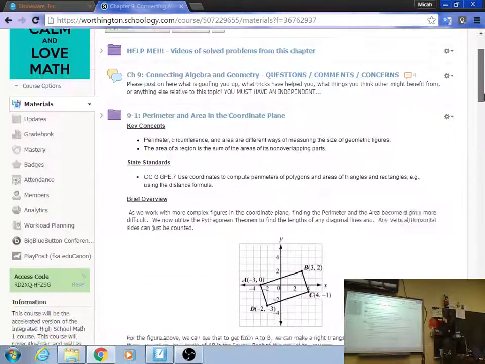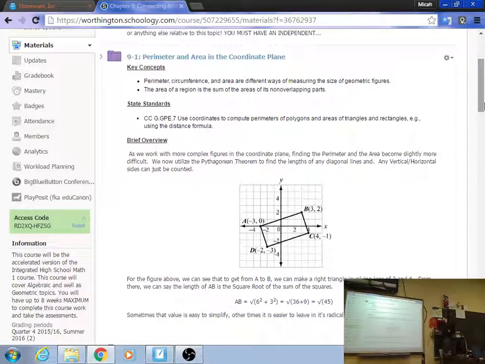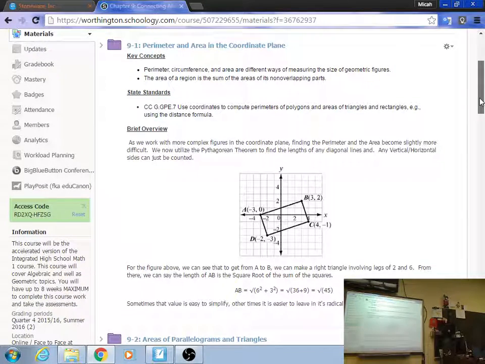So 9.1 starts with perimeter and area in the coordinate plane. So we use our distance formula there to figure out lengths of things. From there, I can use that to solve perimeter or area. Any questions on 9.1?